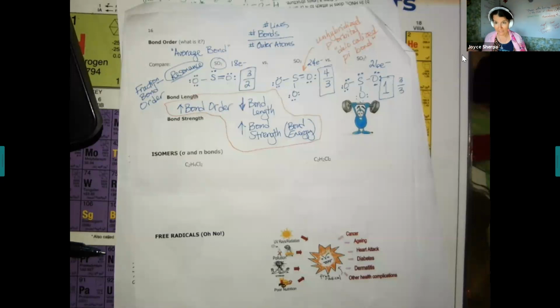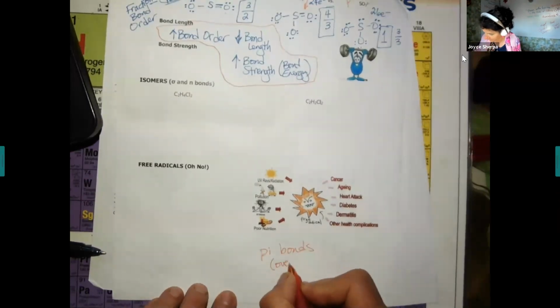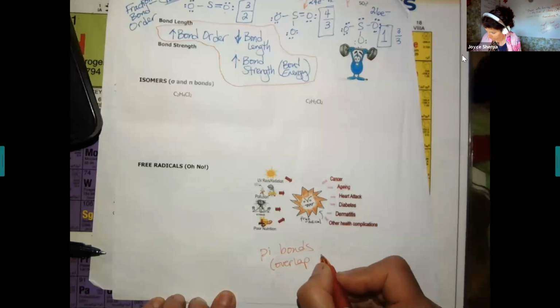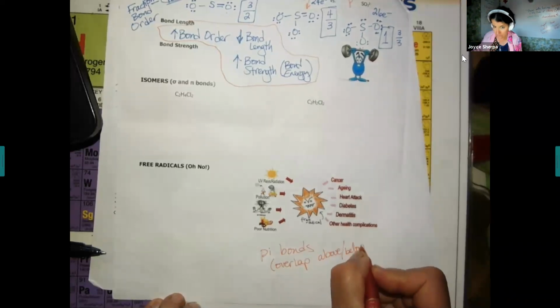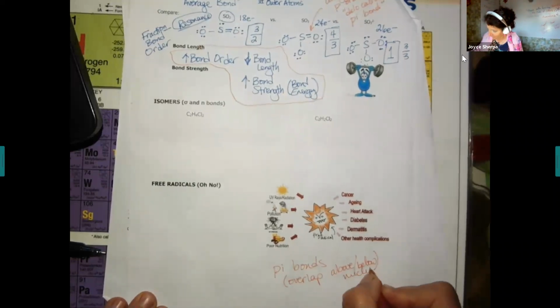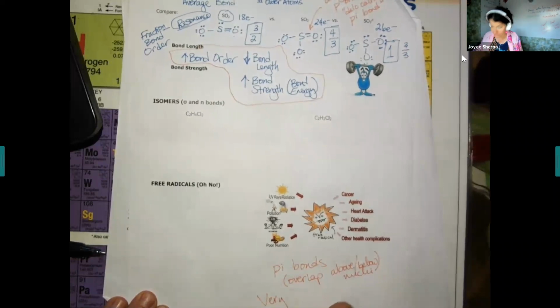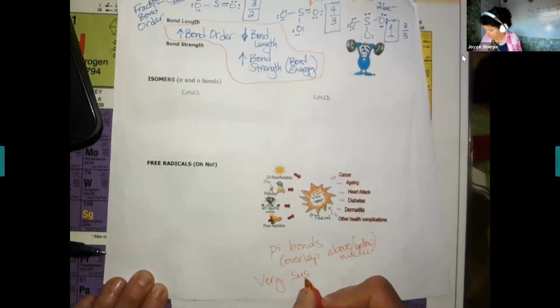The comment I want to make for you is pi bonds, because the overlap is above and below, so above and below the nuclei, they are very susceptible. So they're stronger, but they're very susceptible to damage.